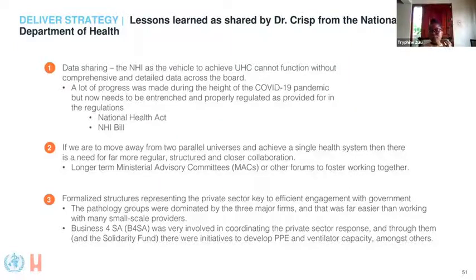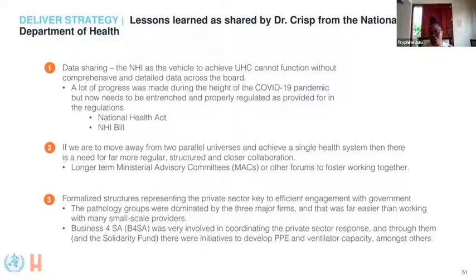And this was very prominent in the pathology space, but also because the Business for South Africa, which is the private sector arm of this platform, was very involved in coordinating the private sector response. And through them, the Solidarity Fund, which was private sector businesses coming together, put money together to support the COVID-19 response.